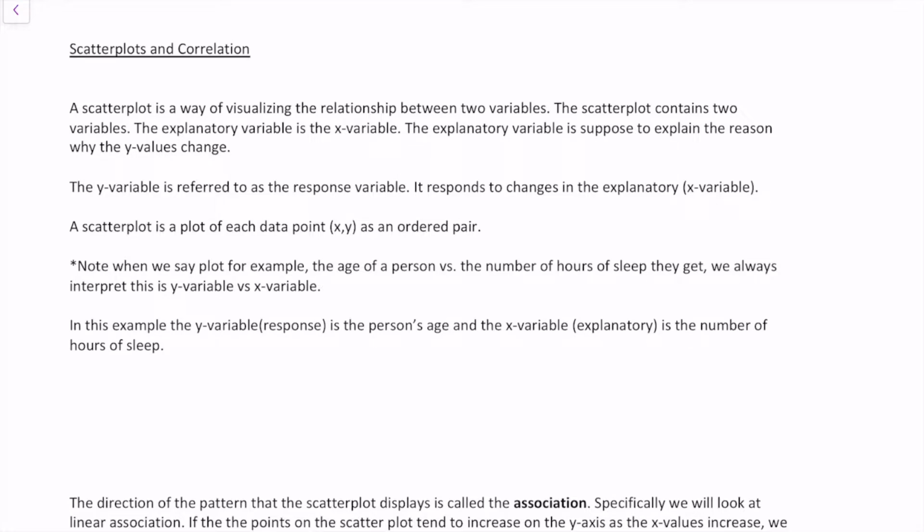All right, let's start off with scatter plot. So what's a scatter plot? A scatter plot is basically a way of visualizing relationships between two variables. The scatter plot contains two different variables.